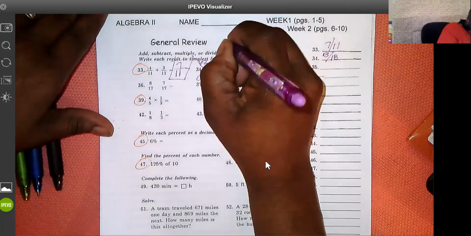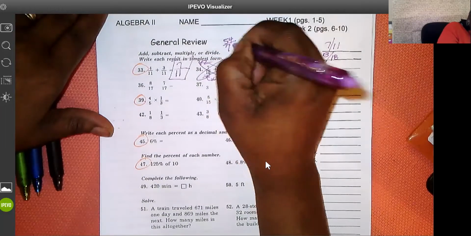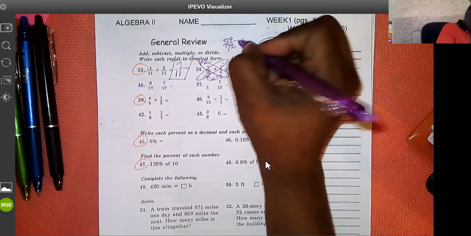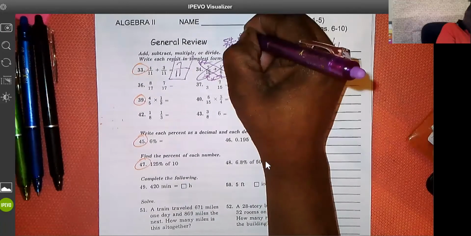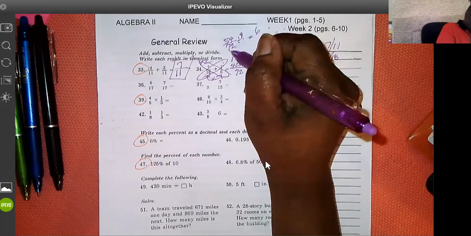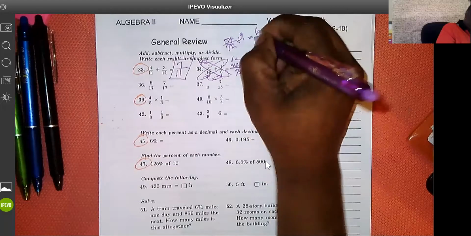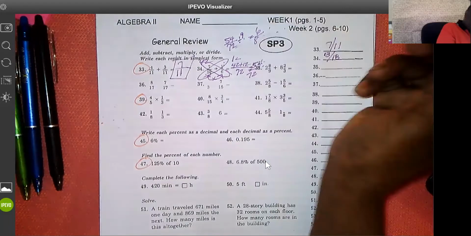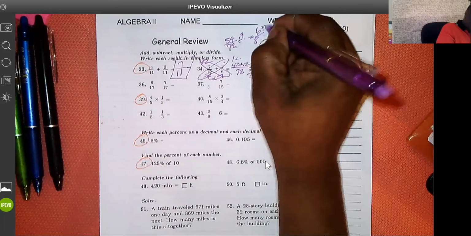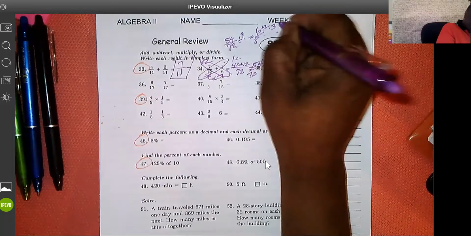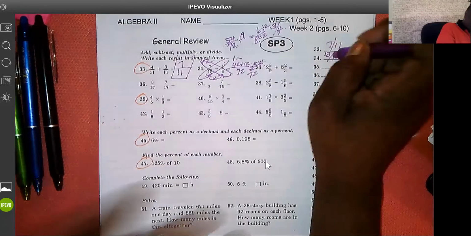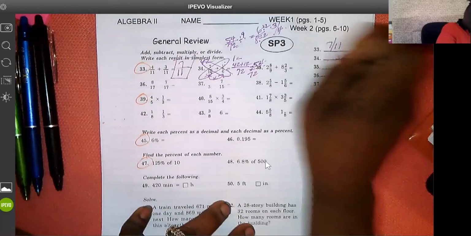So we have 54 over 72. And a common factor they both share is 9. 9 goes into 54 6 times. 9 goes into 72 8 times. So actually that gives us 6 eighths. Both our numbers are even. We can divide by 2 again and simplify and get 3. Divide by 2 again and we get 4. So that leaves us with 3/4 as the answer for number 34.